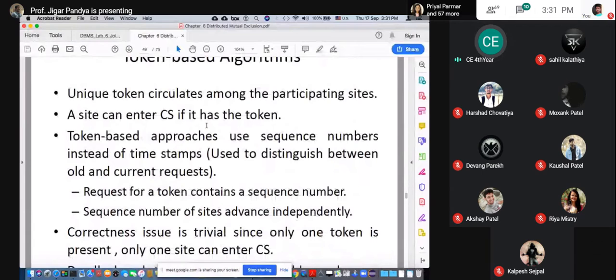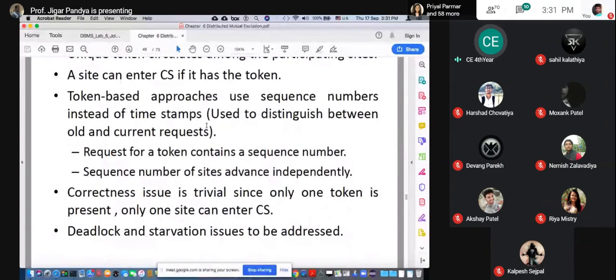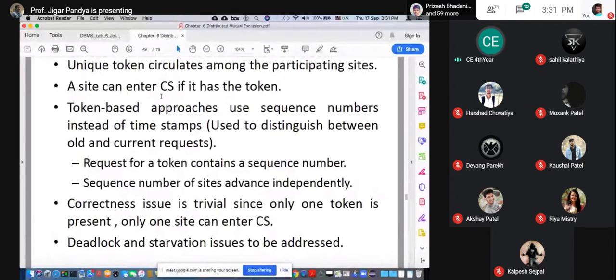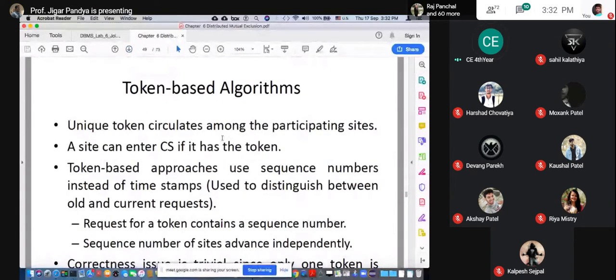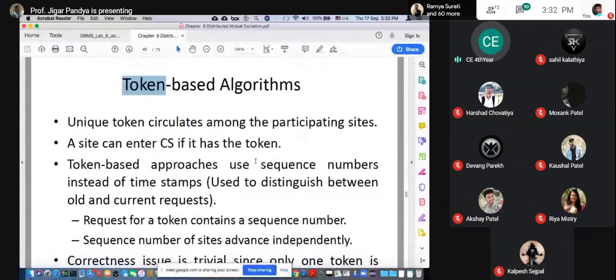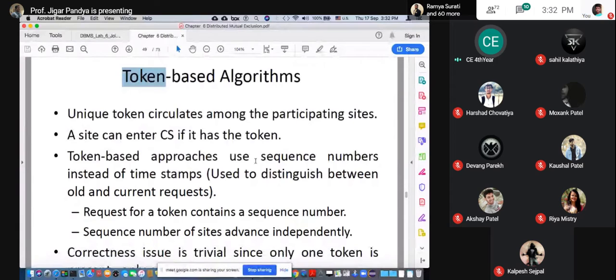So we have completely understood distributed mutual exclusion with two algorithms. One was Lamport's distributed mutual exclusion algorithm, which was based on timestamps, and the other was Maekawa's, which was based on quorum. We still have to understand something called the token-based algorithm. Let me just tell you one line, then we'll move on.